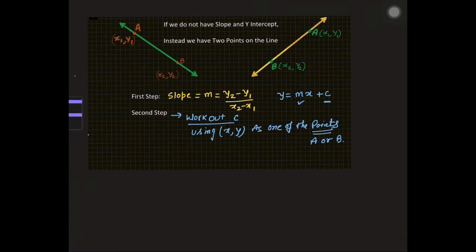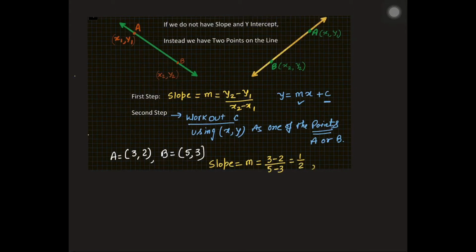So let's take one example. A equals (3, 2) and B equals (5, 3). So we are looking for a line which is passing through these 2 points. Of course we'll figure out the slope first. m equals (3 minus 2), like (y2 minus y1) over (x2 minus x1), and it's very simple, so we got 1 over 2.